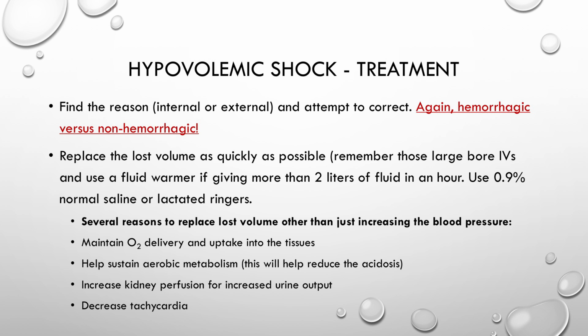There are several reasons to replace lost volume other than the blood pressure. You want to maintain the O2 delivery and uptake into the tissues. You're going to help sustain aerobic metabolism. This will help reduce the acidosis. Remember, if you stop aerobic metabolism and go to anaerobic, you're going to build up lactic acid, which leads to metabolic acidosis. You also want to increase kidney perfusion for increased urine output and decrease the patient's tachycardia.